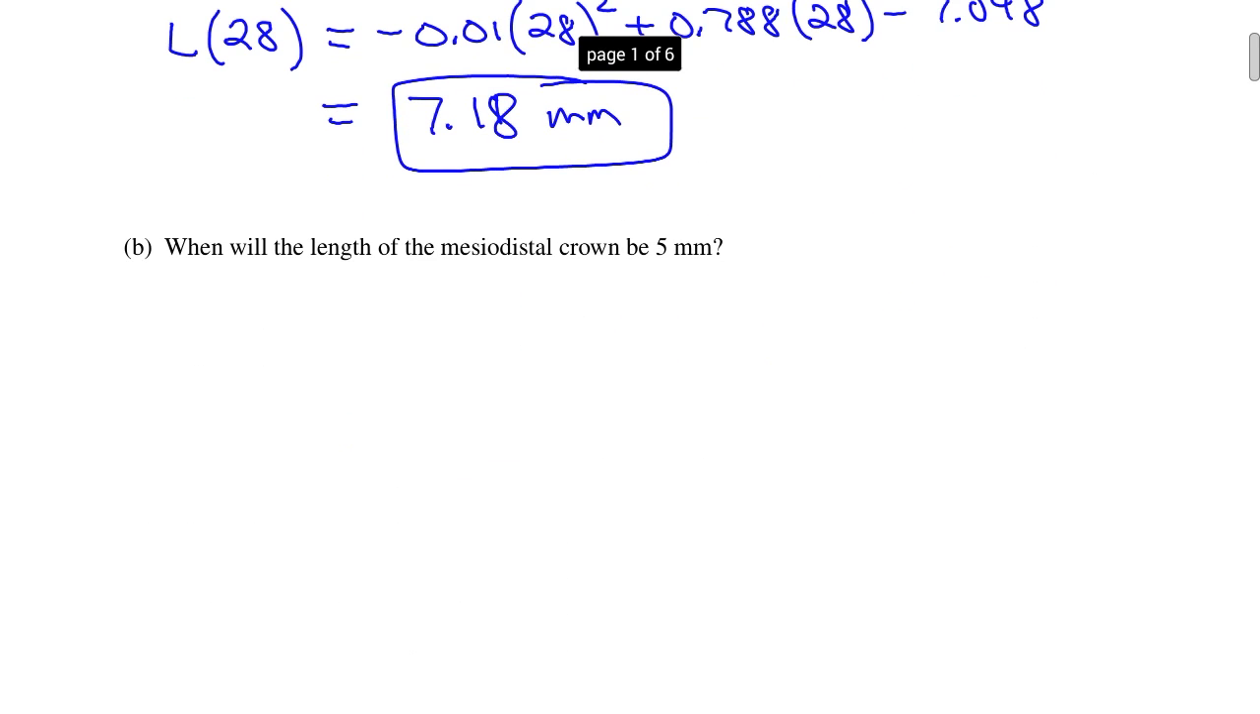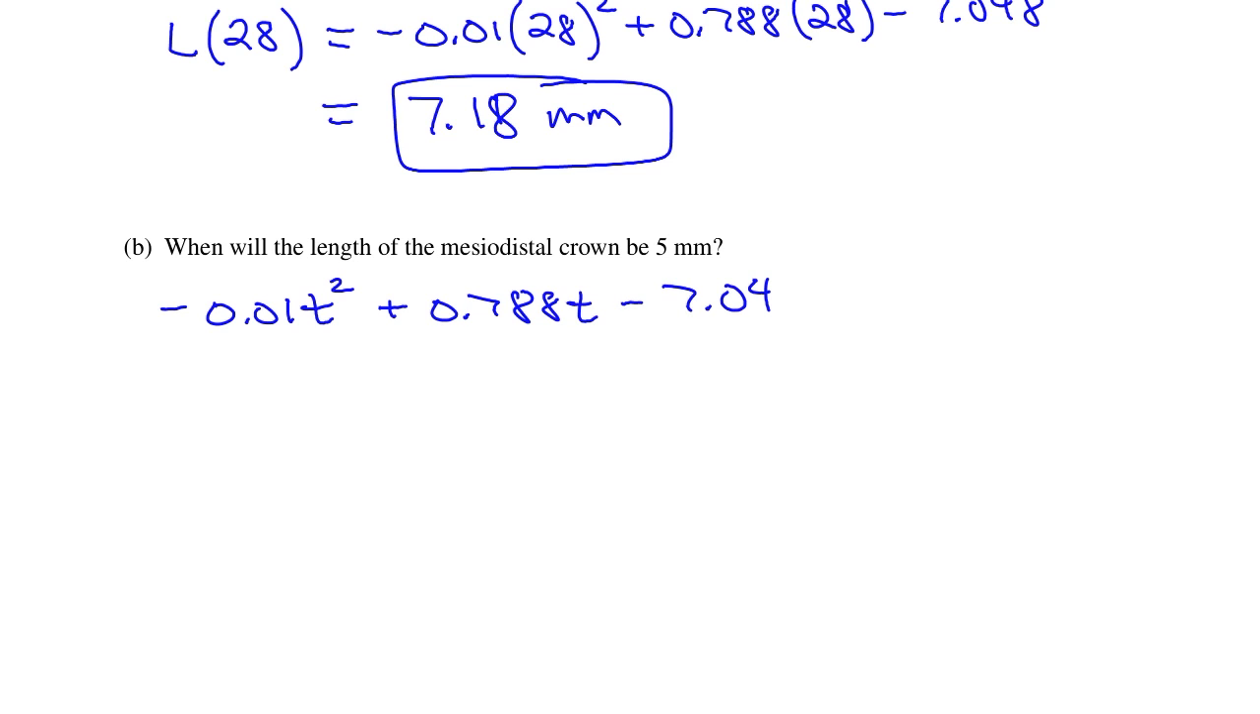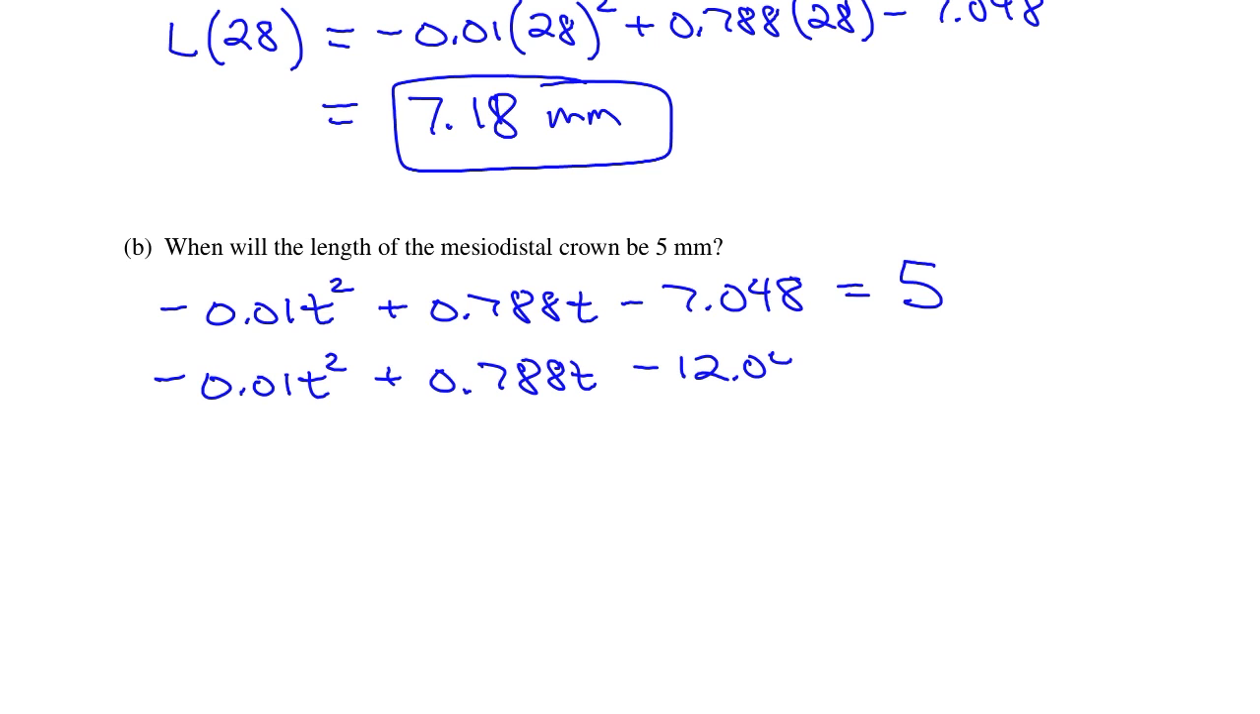Question B. When will the length of the mesiodistal crown be 5 millimeters? So take the equation, set it equal to 5. Now we have a quadratic, so we need to move the 5 to the left. So everything stays the same except the constant term. And once it's equal to 0, then we're going to use the quadratic formula to solve this problem.